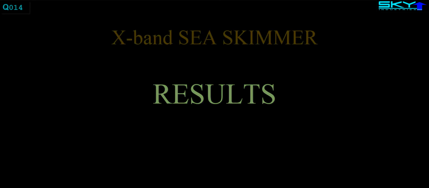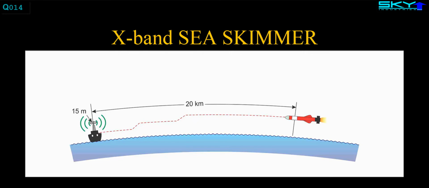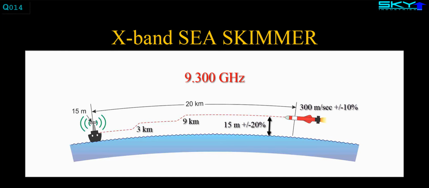So let's take a look at the story the results seem to be telling so far. And let's start with the Sea Skimmer. The seeker operates at 9.3 gigahertz. The seeker activation range is 20 kilometers. The missile speed is 300 meters per second, plus or minus 10%. The missile altitude is 15 meters, plus or minus 3 meters. And it descends to combat altitude in 2 pre-programmed steps at around 9 kilometers and 3 kilometers. And the missile is guided in the azimuth plane only.